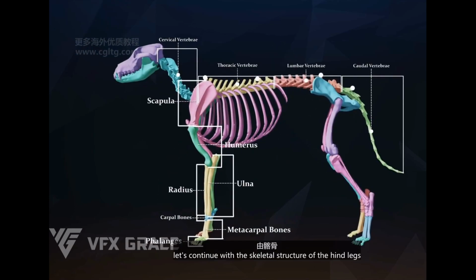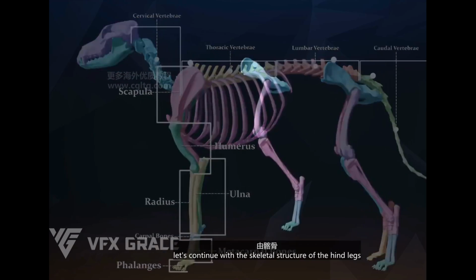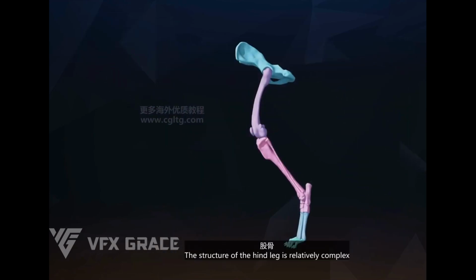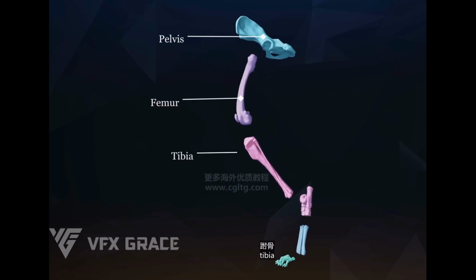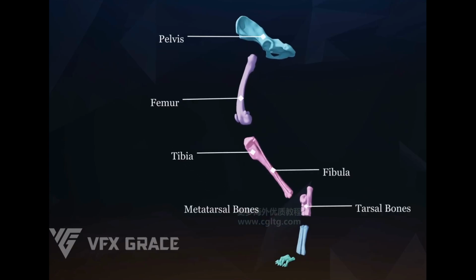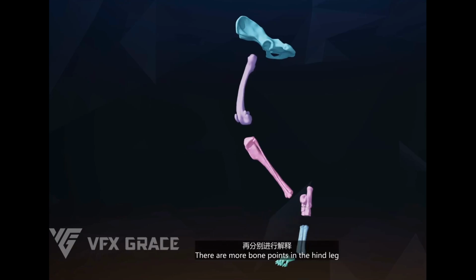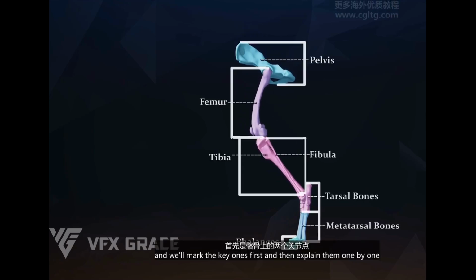Next, let's continue with the skeletal structure of the hind legs. The structure of the hind leg is relatively complex, consisting of the pelvis, femur, tibia, fibula, tarsal bone, metatarsal bone, and phalanges. There are more bone points in the hind leg, and we'll mark the key ones first and then explain them one by one.